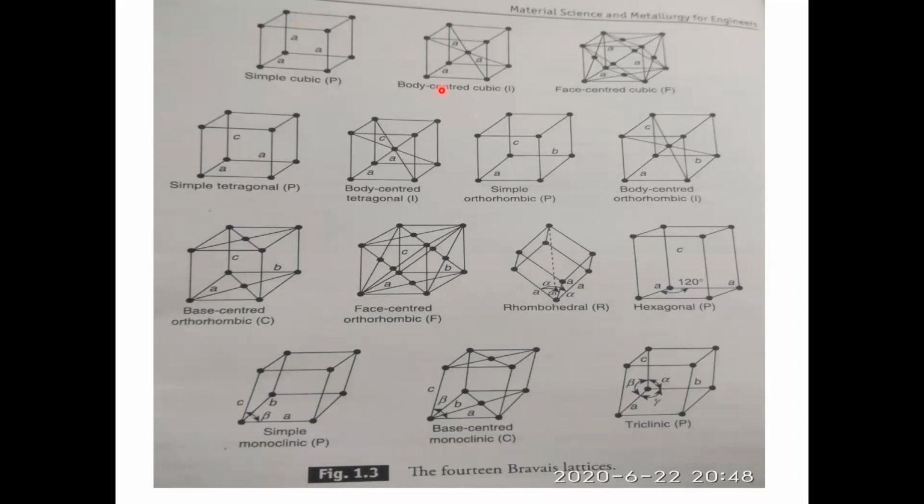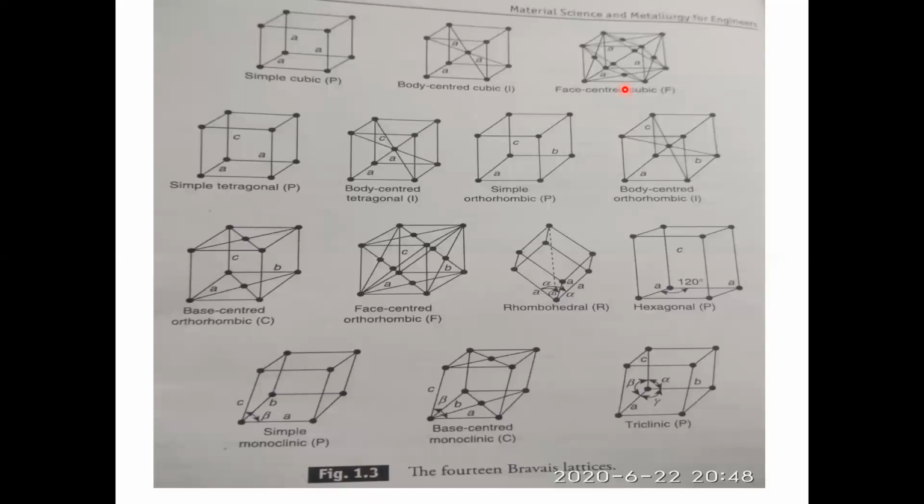Then this is the body centered cubic structure. How many total atoms are there in body centered cubic? 9. 8 corner atoms and 1 center atom. Now, how many total atoms are there in face centered cubic structure? 14. So there are 8 corner atoms, and each face has 1 center atom.